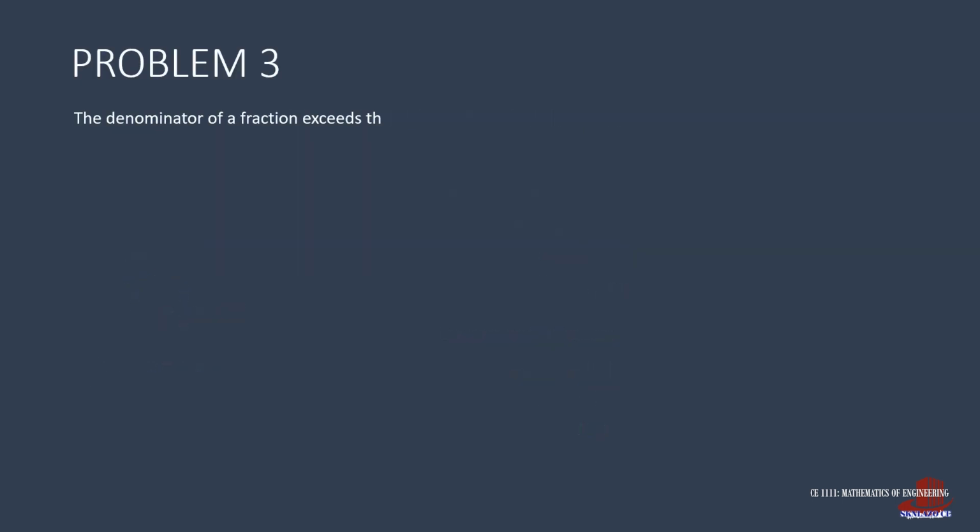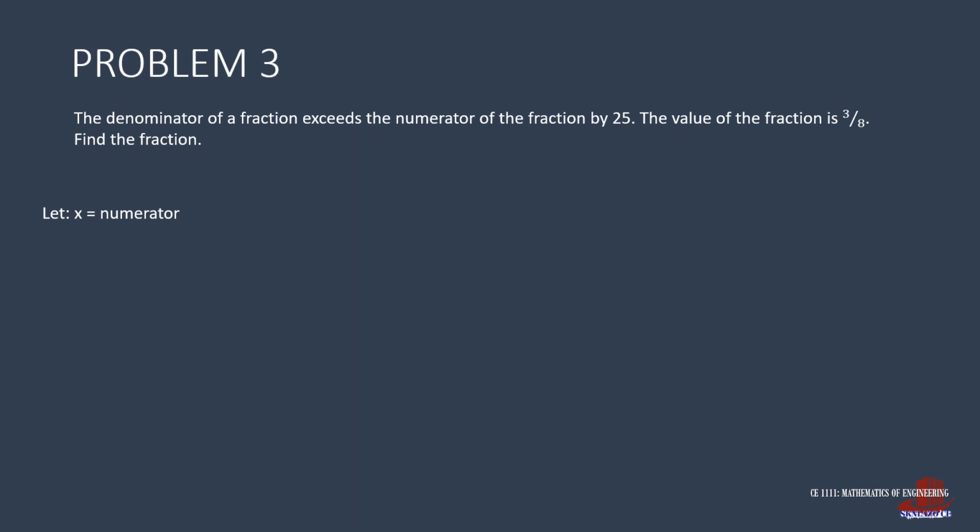The third problem states the denominator of a fraction exceeds its numerator by 25. Its value is 3/8. Find the fraction. Assign x for the numerator and y for its denominator. Now generate the relationship of both parts of the fraction. First, the problem states that the fraction is valued as 3/8. This means when the fraction is reduced to its lowest form, x over y is 3/8.